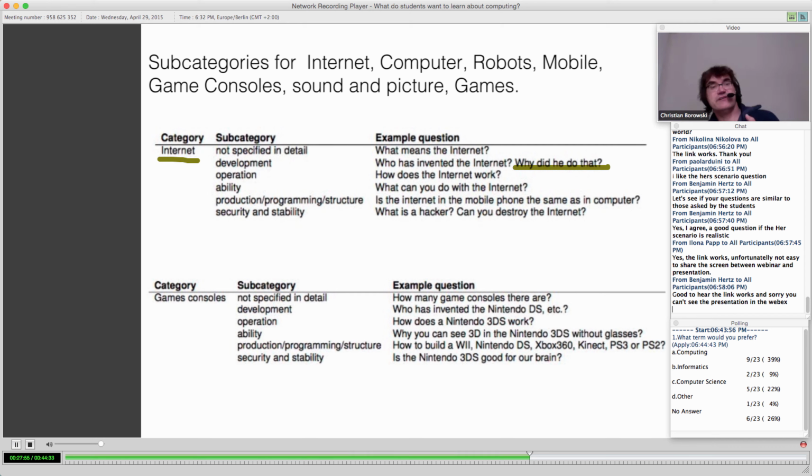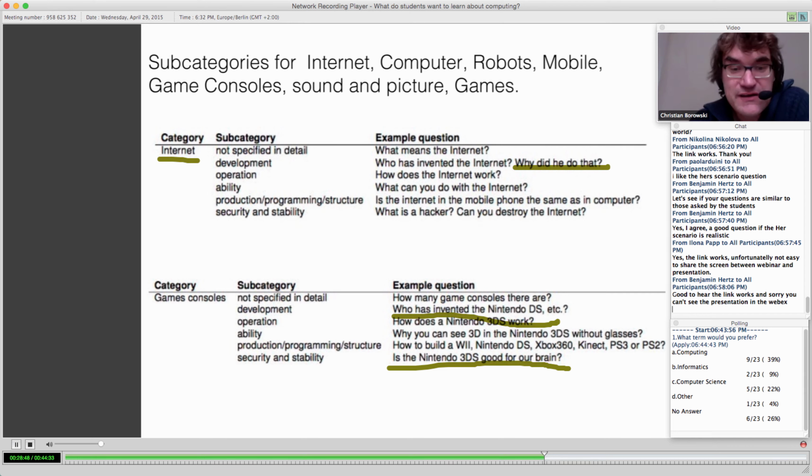You see, the questions are very, very deep. The students asked very interesting questions which are difficult to answer. And if we go on to the game consoles, the questions can give us the same categories. That's interesting. You will see it later. You have the question: who has invented the Nintendo DS, etc. Or is a Nintendo good for our brain? I think maybe they get the question from the parents. They say it's not good for you. Okay.